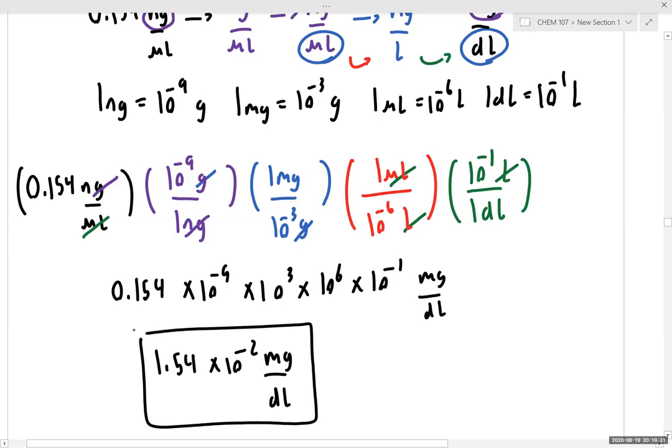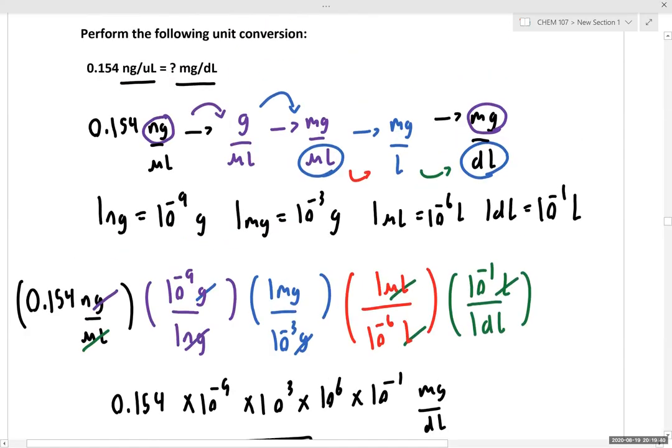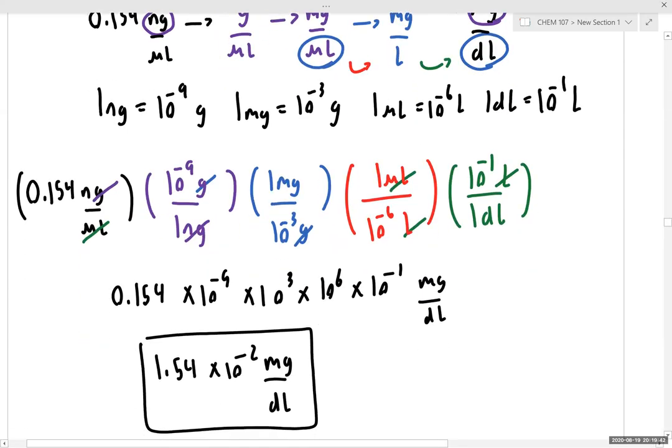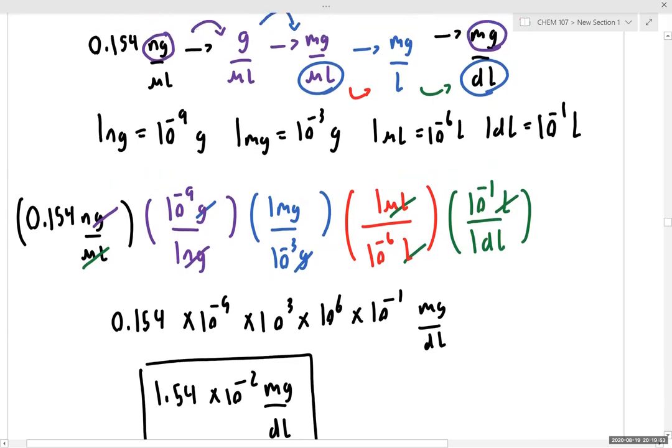Any questions on these examples? Yeah, so in the beginning where we go from nanograms to micrograms, and then it converts to grams to nanograms. How do we get to the mg over the micro?